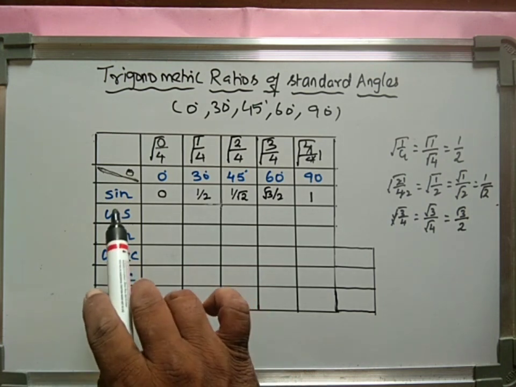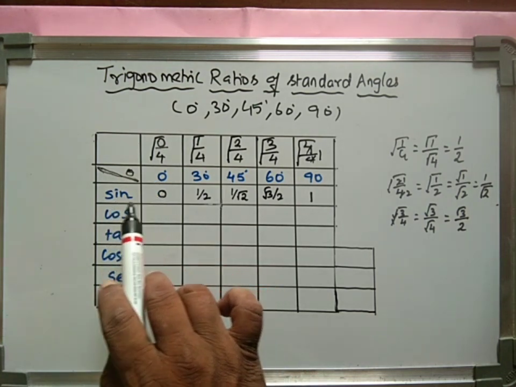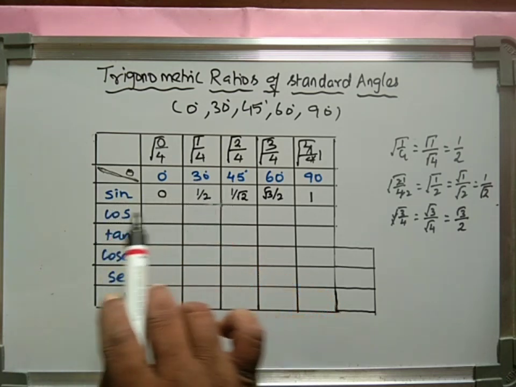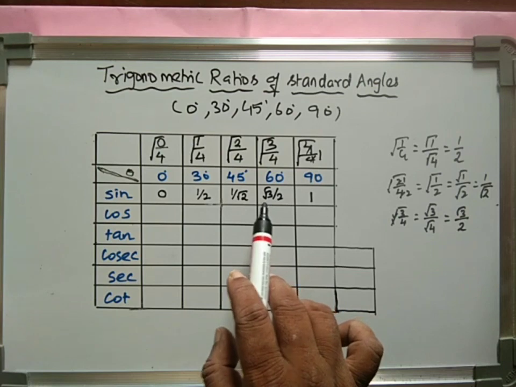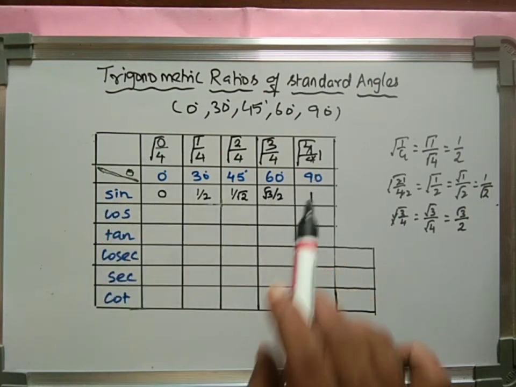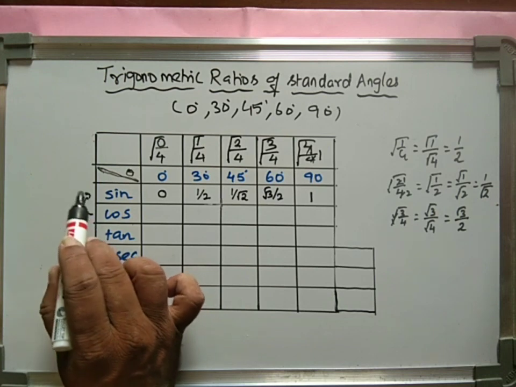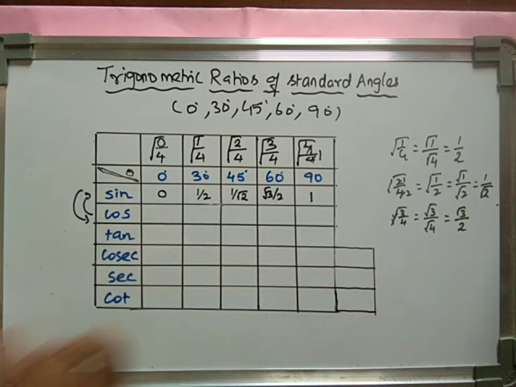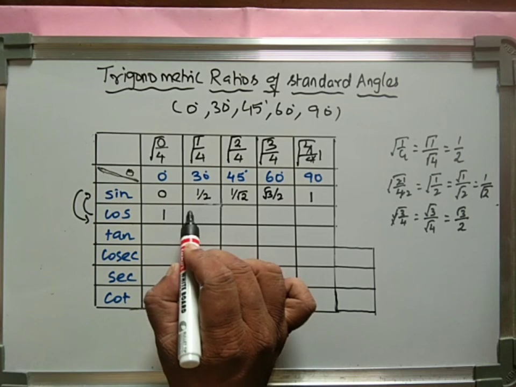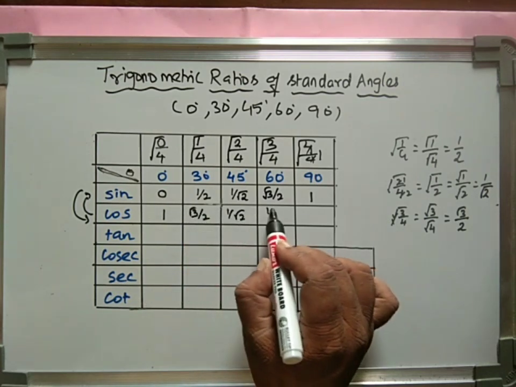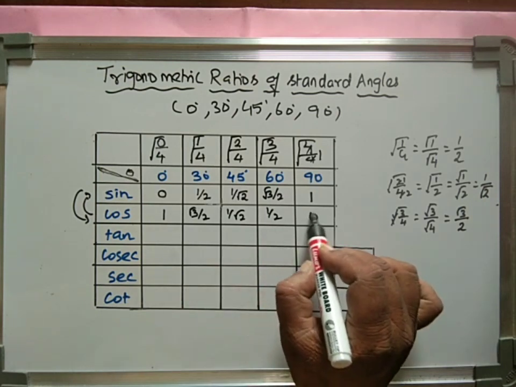Okay. Now what do you have? Sine 0 degree is 0, sine 30 degree is 1 by 2, sine 45 degree is 1 by root 2 and sine 60 degree is root 3 by 2 and sine 90 degree is 1. So to obtain the cos value, what you have to do? Just we reverse these values. So we get 1, root 3 by 2, 1 by root 2, 1 by 2, 0.